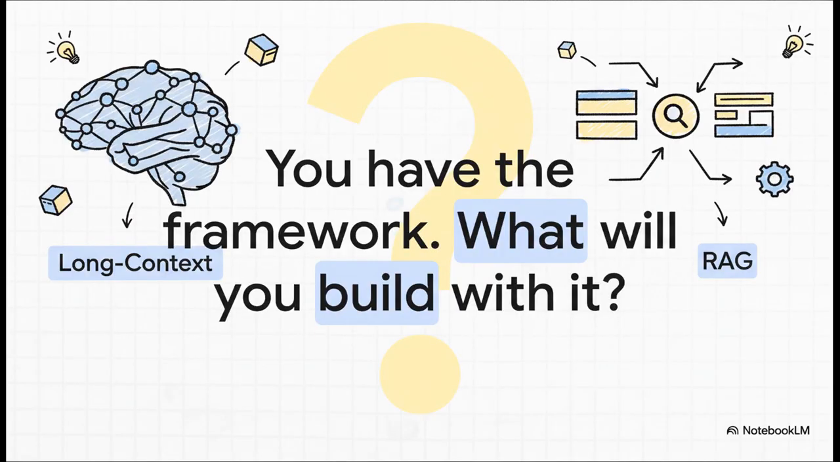So, you see, choosing between long context and RAG isn't just some minor technical detail. It's a huge strategic choice that really defines what's possible for your project. It's about your budget, your scale, and your capabilities. But now you've got the framework. You know the questions to ask, and you know how to find the answers. So go on. Go build something amazing.